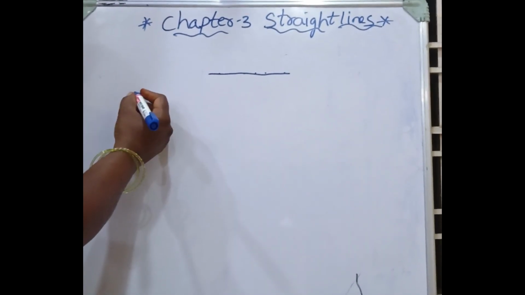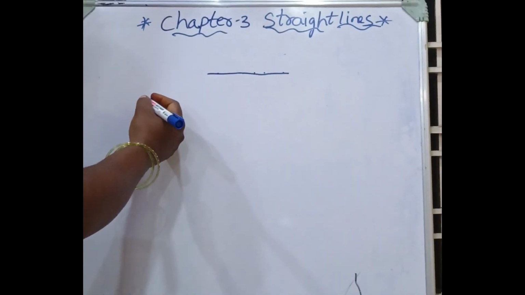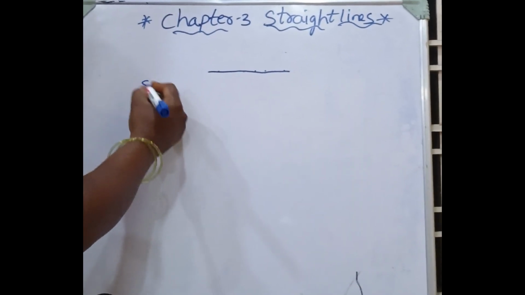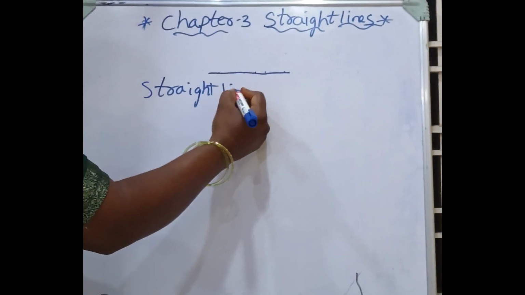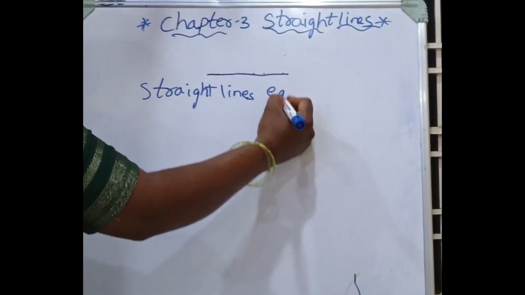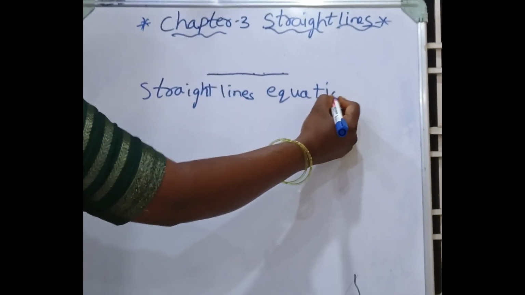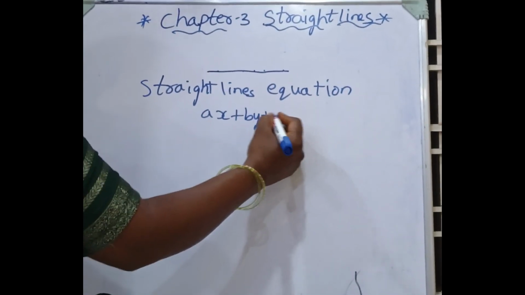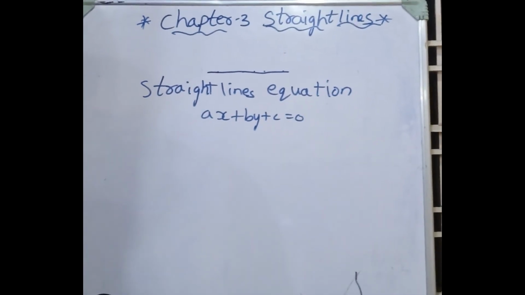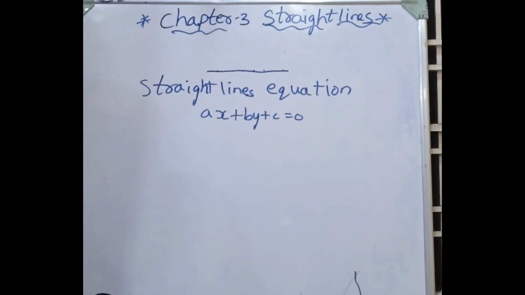In previous classes, in ninth and 10th, we have learned that the straight line equation is ax plus by plus c equal to 0. This is the equation we have learned in the previous classes.